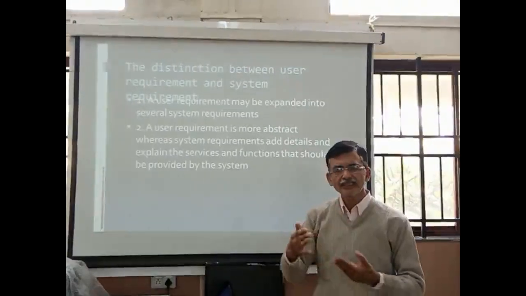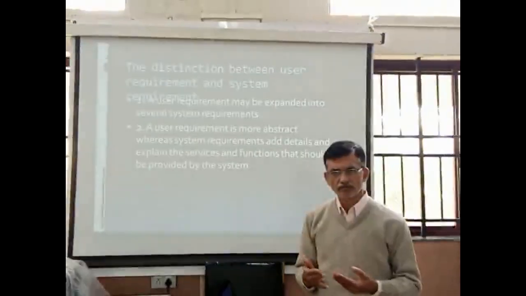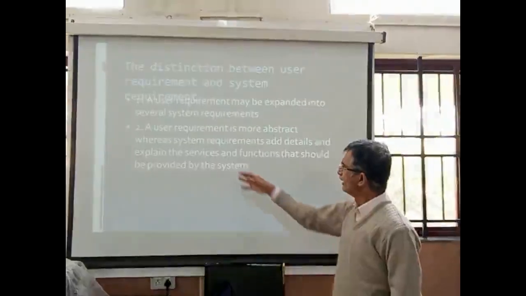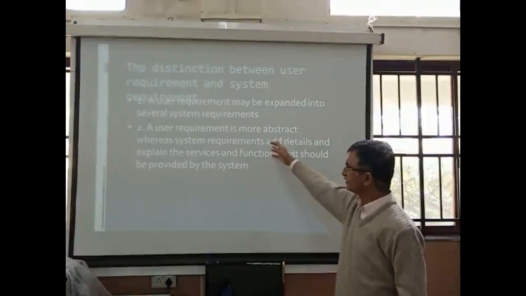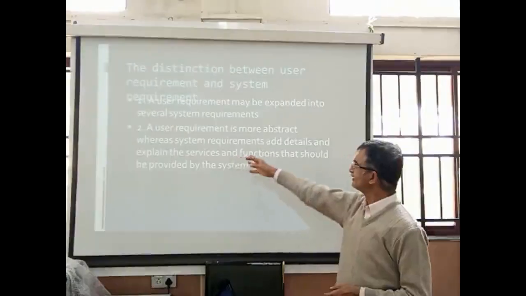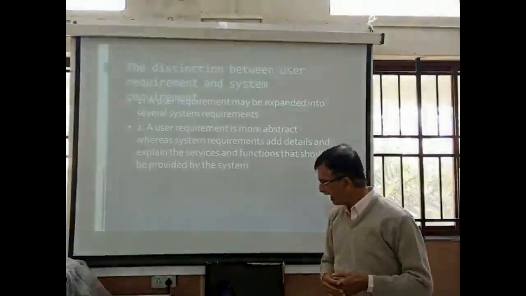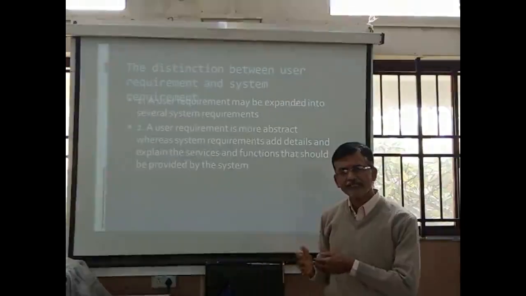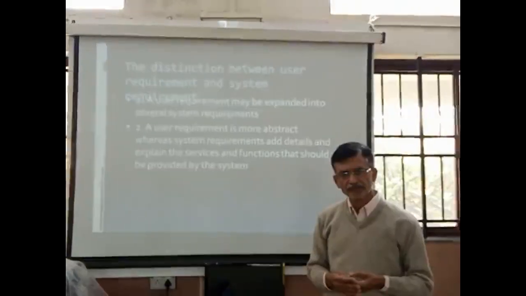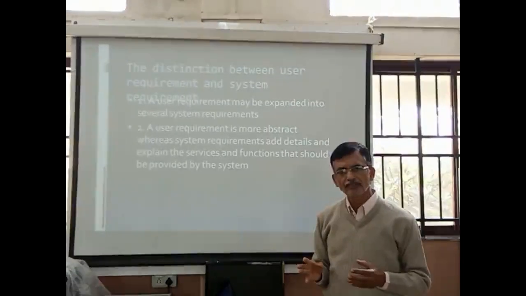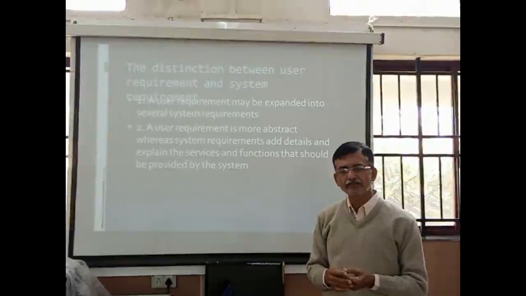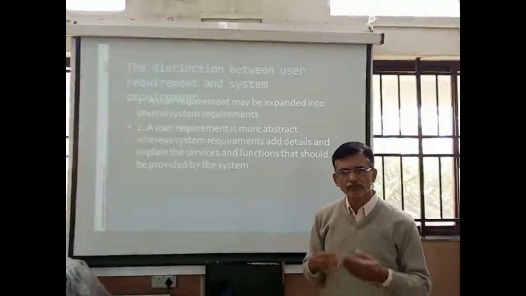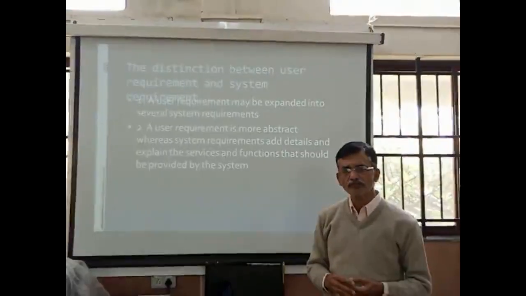Okay, that means the detailed requirements can be more, whereas a user requirement can be a single statement. A user requirement is more abstract, whereas the system requirements add details and explain the services and functions that are provided by the system. As we earlier understood, the user requirements are abstract in nature, that is, they are not detailed. Only a statement is specified, whereas system requirements are detailed in nature, because that is going to set the objective for our software.